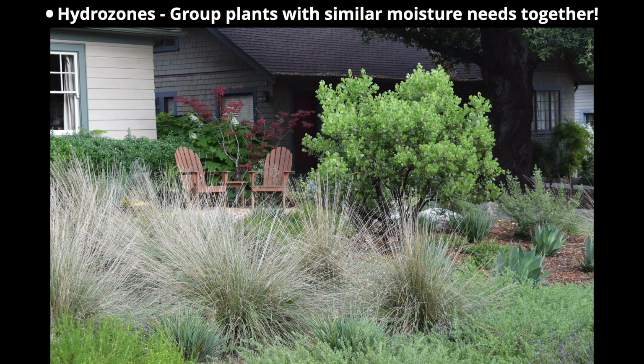If those two plants were randomly spaced in the middle of this foreground landscape, either everything would be overwatered to make those two high water use plants happy, or those two plants would always be miserable because the rest of the landscape was being watered as a low water landscape and they would never be happy. So make sure that you set up your hydrozones appropriately.